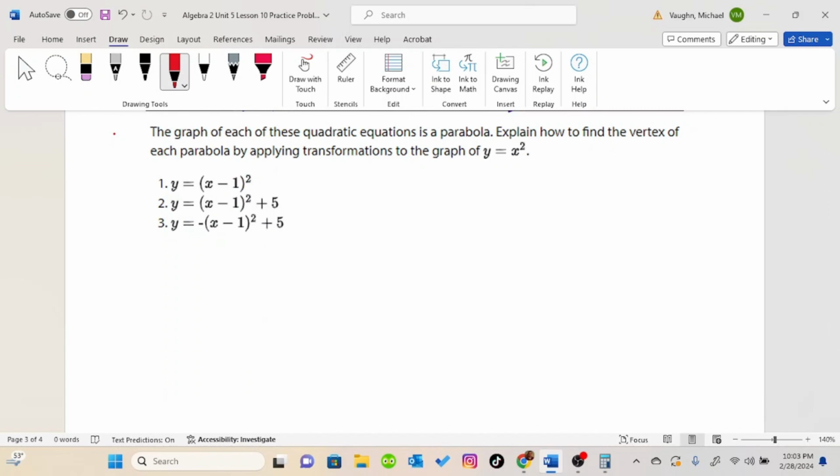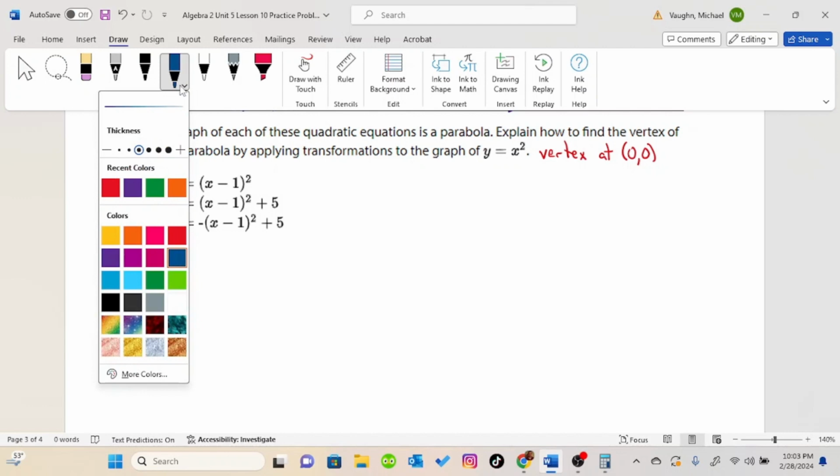The graph of each of these quadratic equations is a parabola. Explain how to find the vertex of each parabola by applying transformations to the graph of y equals x squared. The graph of y equals x squared has a vertex at the origin, 0, 0.